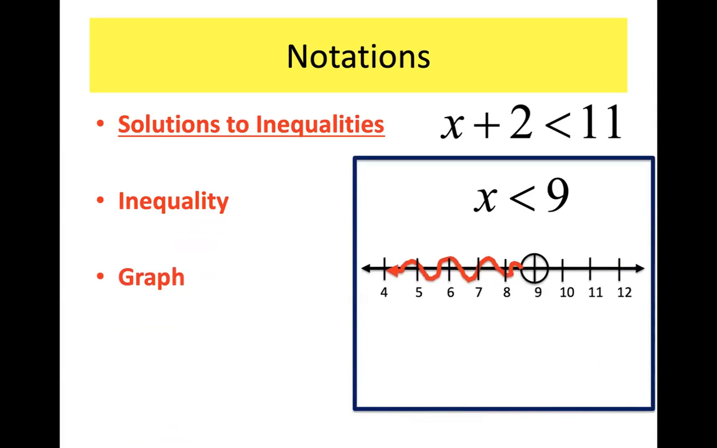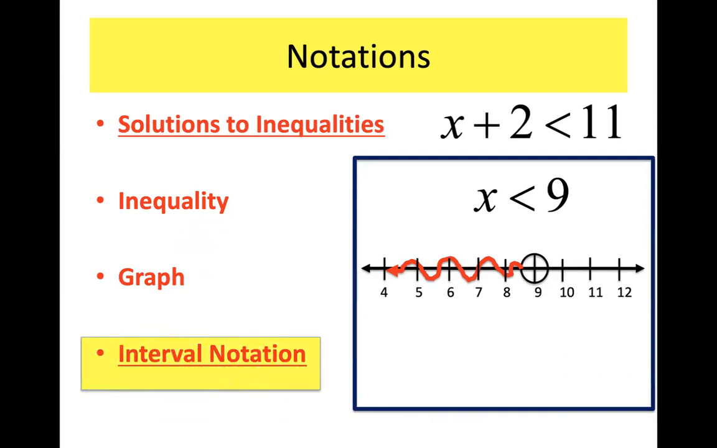Second way is to graph it. Remember, that would be an open circle and shade to the left. The solutions are all smaller than the number 9. The last way, which we'll learn today, is something called interval notation. And it's a way of writing the solution to an inequality in a third and final way.